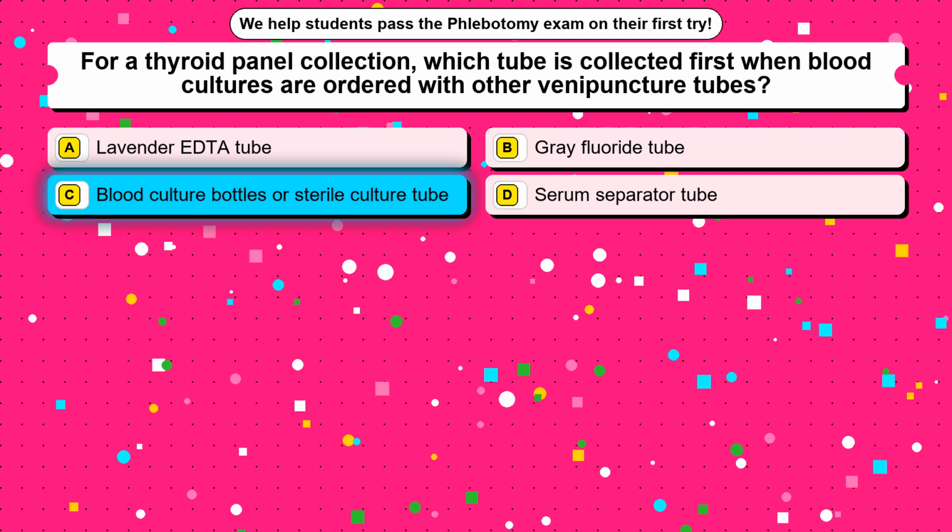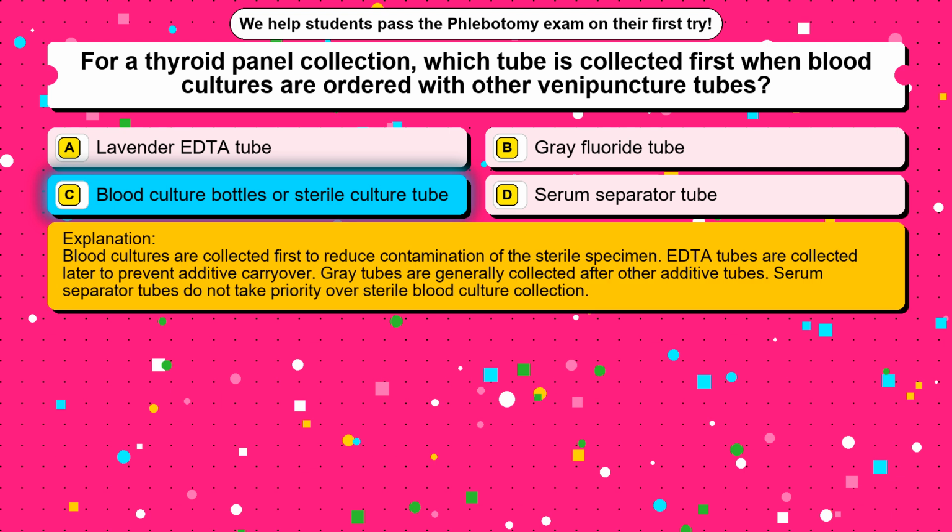The correct answer is option C. Blood culture bottles or sterile culture tube. Blood cultures are collected first to reduce contamination of the sterile specimen. EDTA tubes are collected later to prevent additive carryover. Gray tubes are generally collected after other additive tubes. Serum separator tubes do not take priority over sterile blood culture collection.